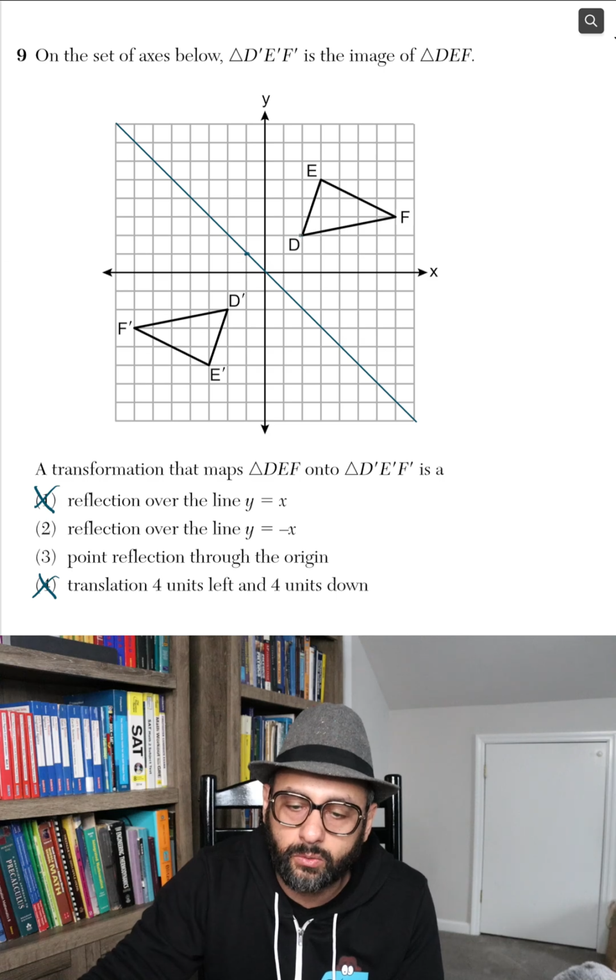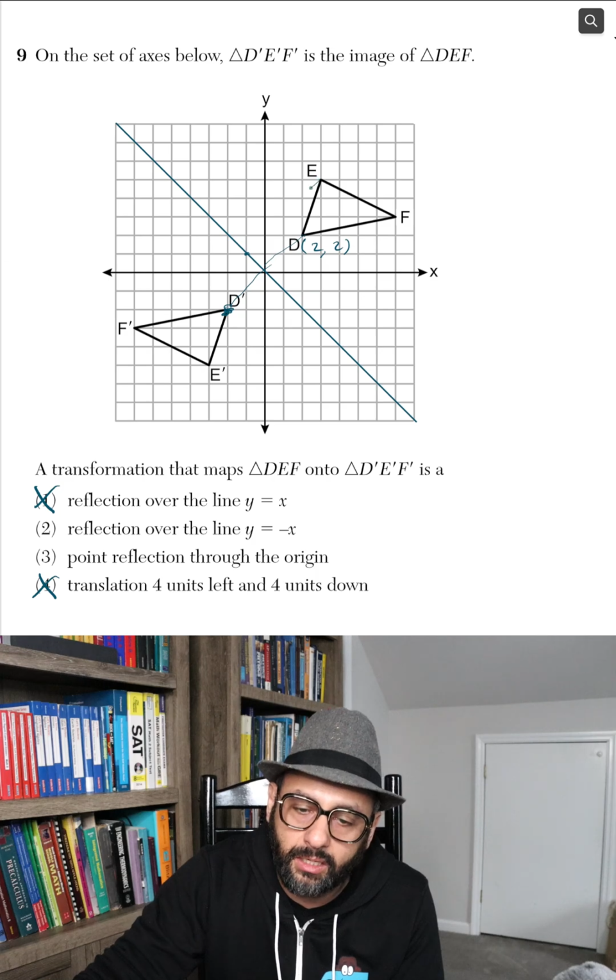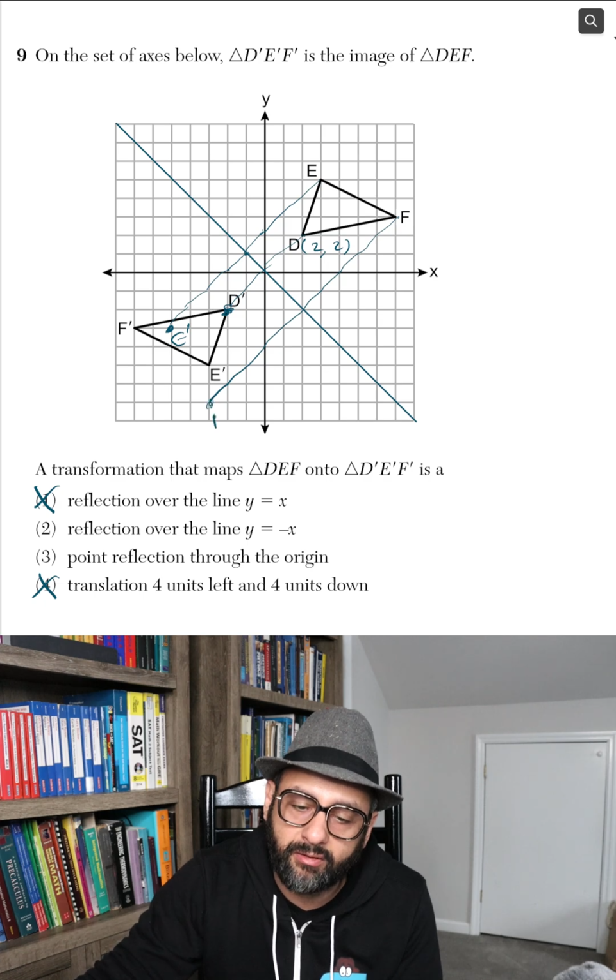Now a reflection over the line y equals -x does reflect to -2. So it does reflect D to D prime. But what it does to E is 1, 2, 3, 4, and 1, 2, 3, 4. It reflects E to here, E prime. And then F, 1, 2, 3, 4, 5 to 1, 2, 3, 4, 5, reflects F to F prime here.